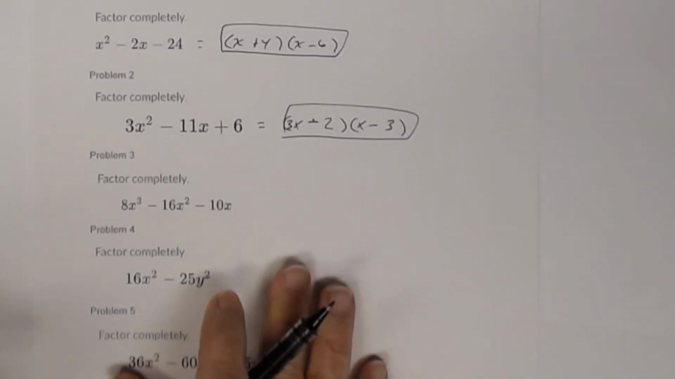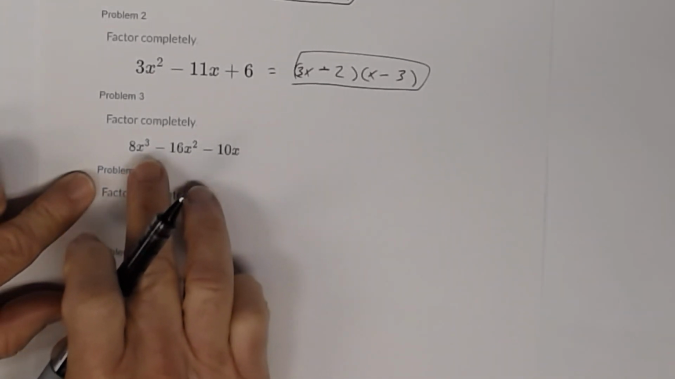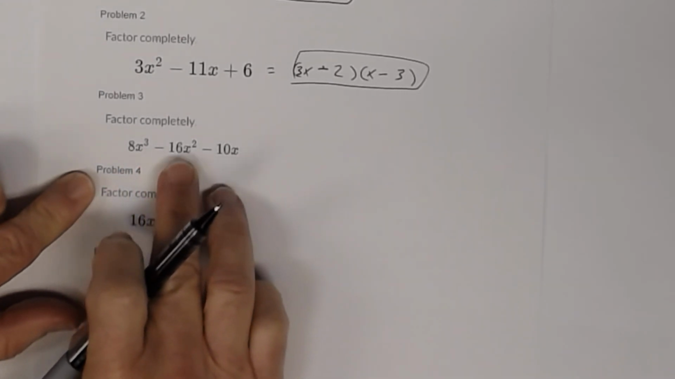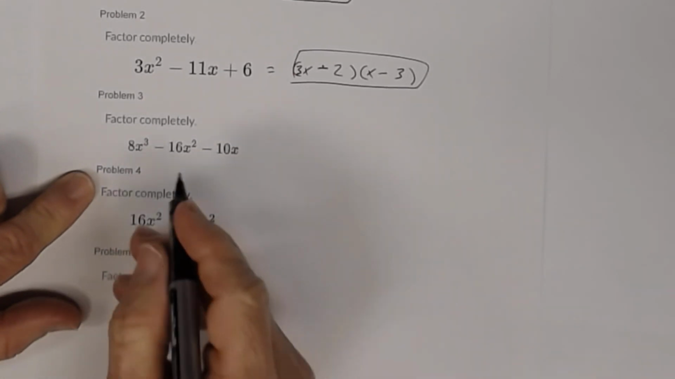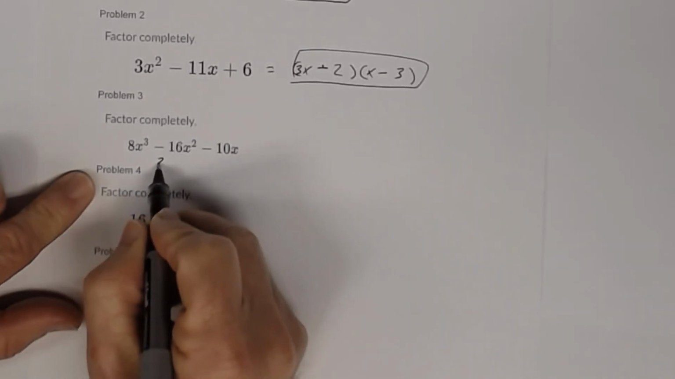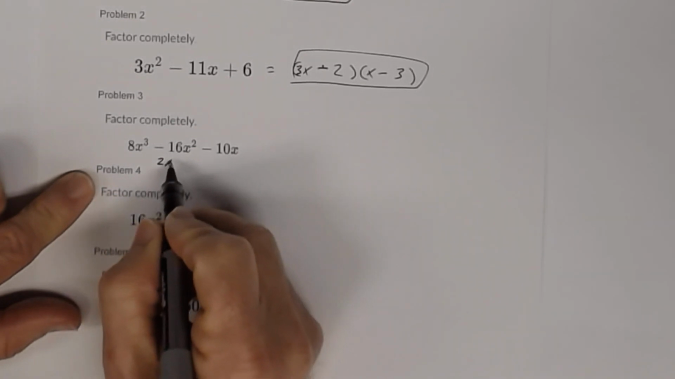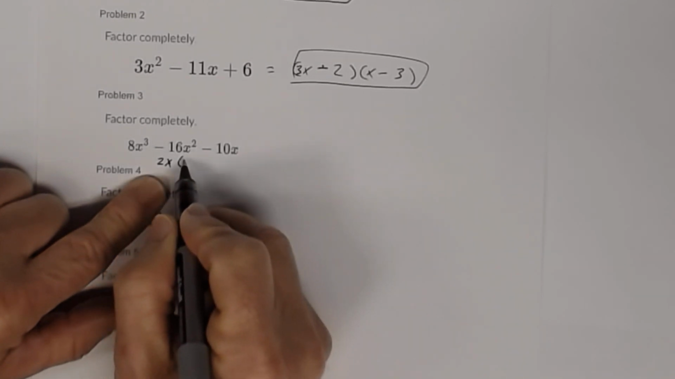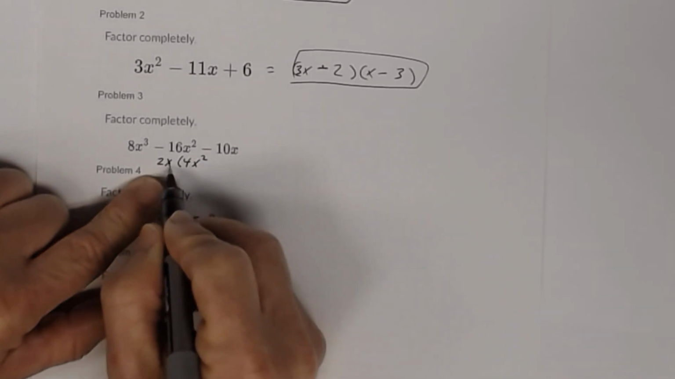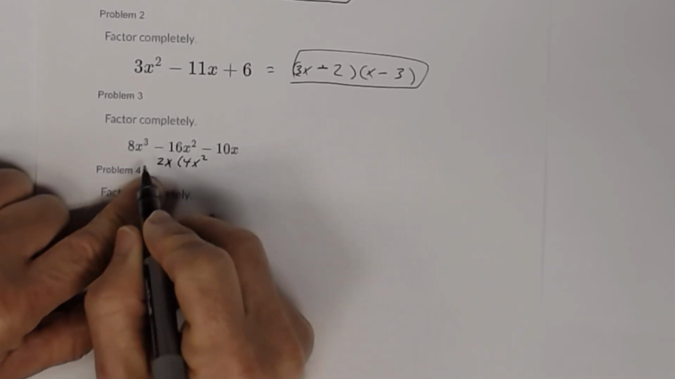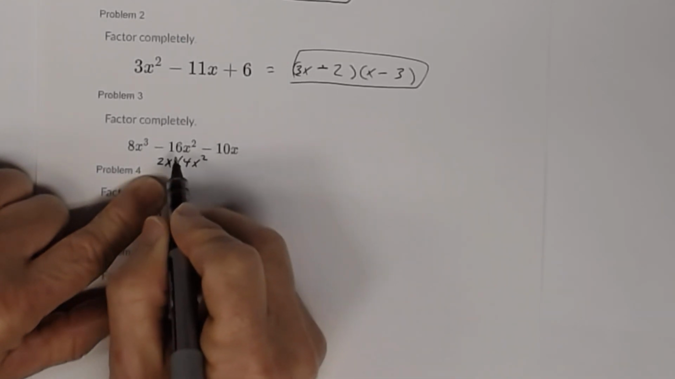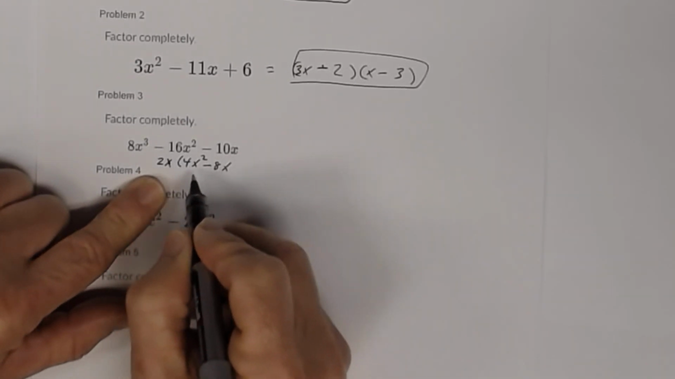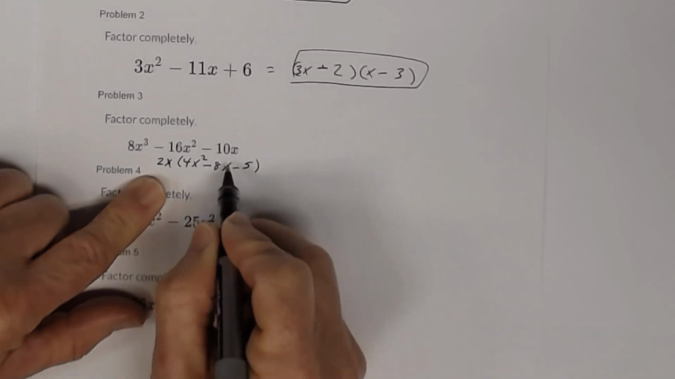All right, now in number 3, again, look for the GCF. The GCF here of 8x cubed and a negative 16x squared and a negative 10x is a positive 2x. I'm going to go ahead and write that here. So I'm going to factor out the 2x first. When I factor out the GCF of 2x, I'm going to get 2x times 4x squared. So again, 2x times 4x squared is 8x cubed, and then 2x times a negative 8x is a negative 16x squared, and 2x times a negative 5 is a negative 10x.